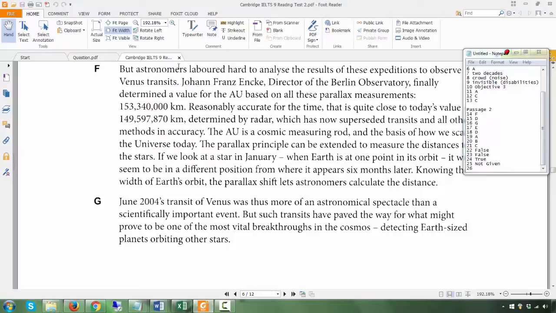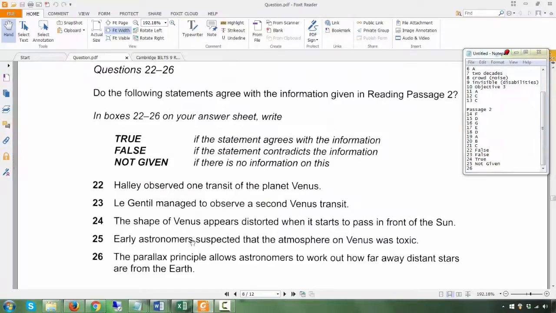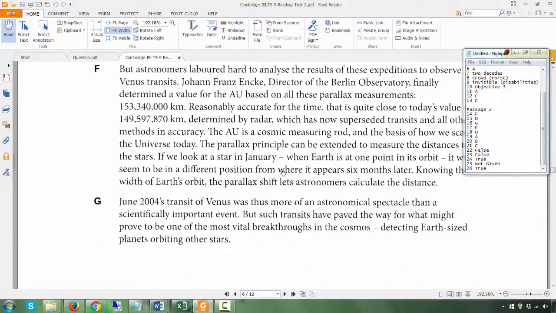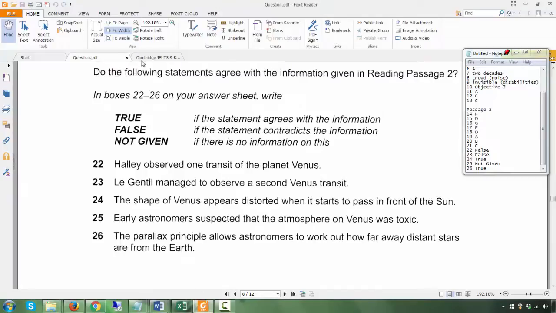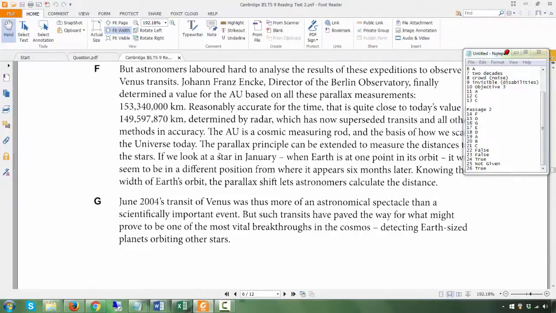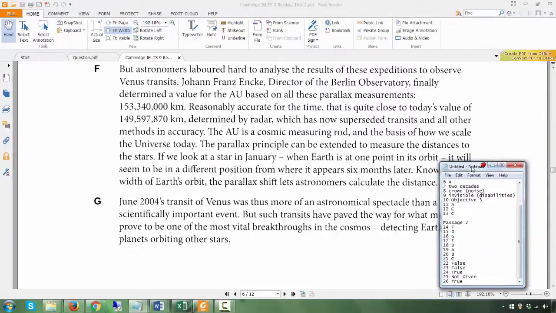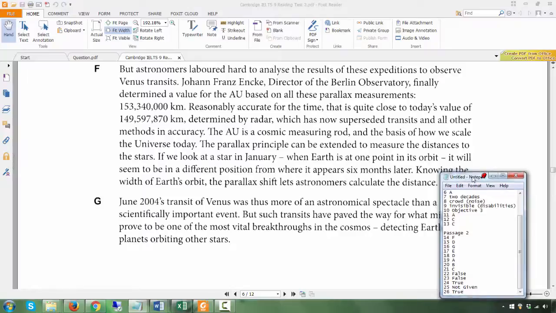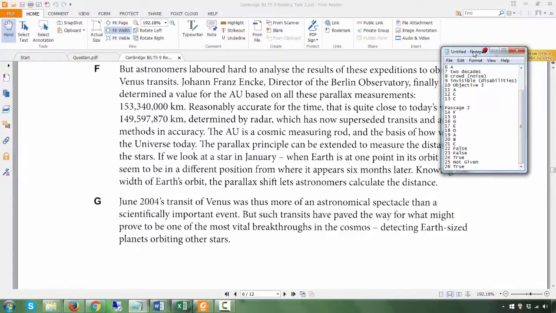Lastly, the parallax principle allows astronomers to work out how far away distant stars are from the Earth. Okay, and that is true. So again, if it's in order, the answer should be in F or G. And it's actually given here in F. The parallax principle can be extended to measure the distances from the Earth to the stars. So that is true.